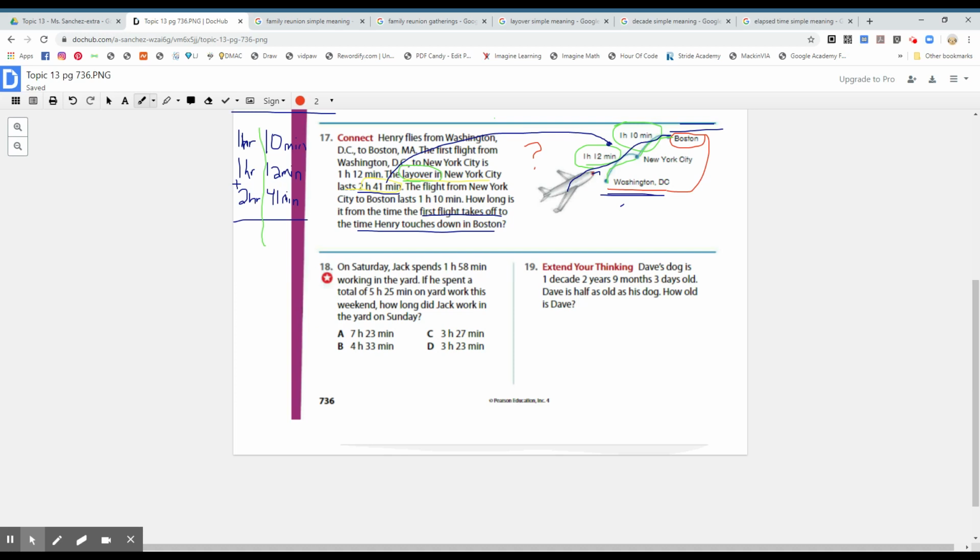Okay. If he spent a total of 5 hours, 25 minutes on yard work this weekend. So that's how much you spend on the yard work the entire weekend. And boys and girls, the weekend has 2 days. Does anyone know what 2 days make up the weekend? Saturday and Sunday. Yes, boys and girls. So this is how much you spend on Saturday. This is how much you spend on both days. That's the weekend. And then the question is, how long did Jack work in the yard on Sunday?